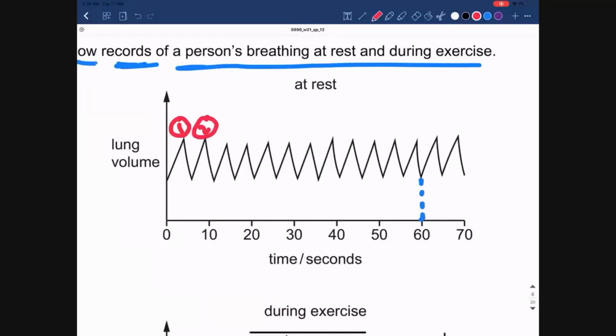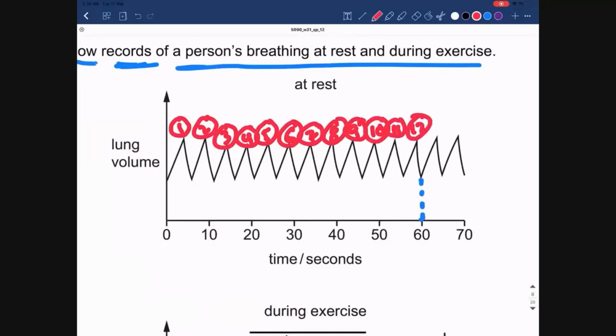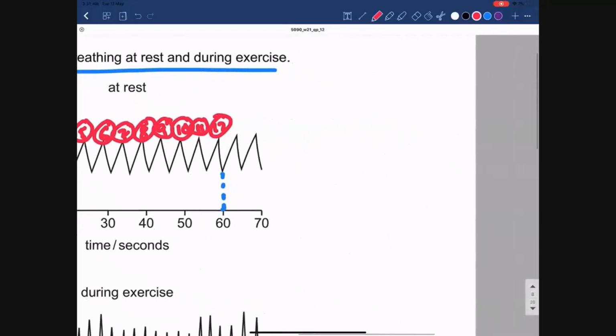First breath, second, 3, 4, 5, 6, 7, 8, 9, 10, 11, and 12. So at rest, the breathing rate is 12 breaths per minute. Okay.